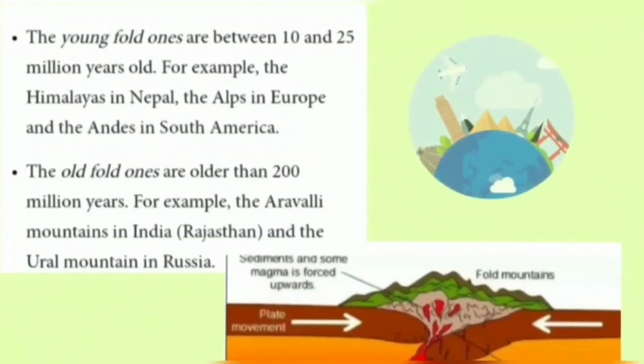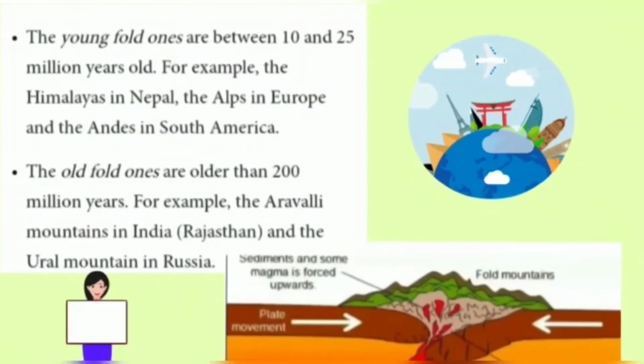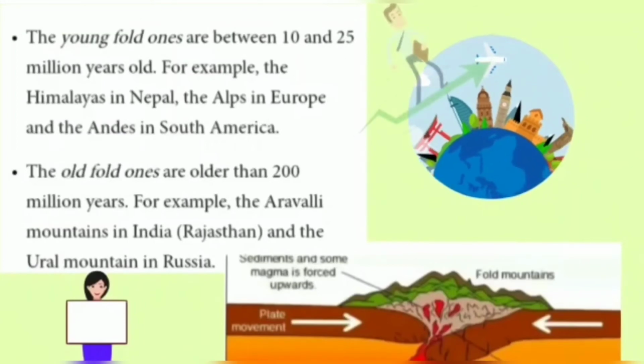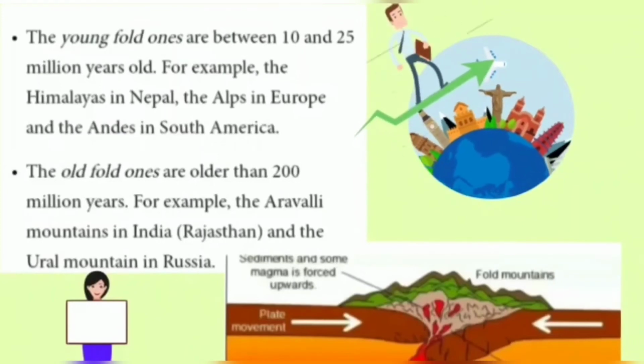For example, the Himalayas in Nepal, the Alps in Europe, and the Andes in South America. The old fold ones are older than 200 million years. For example, the Aravalli Mountains, which is in Rajasthan, and the Ural Mountain, which is in Russia.